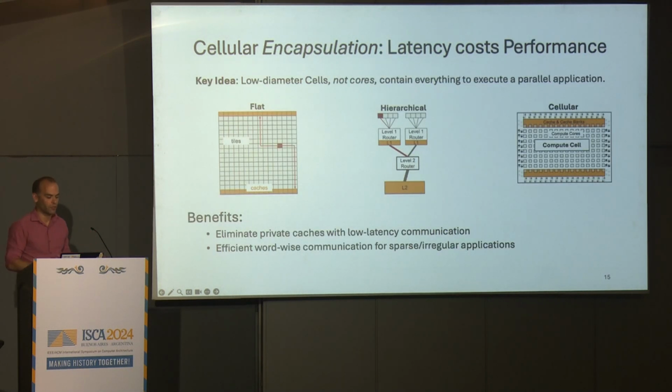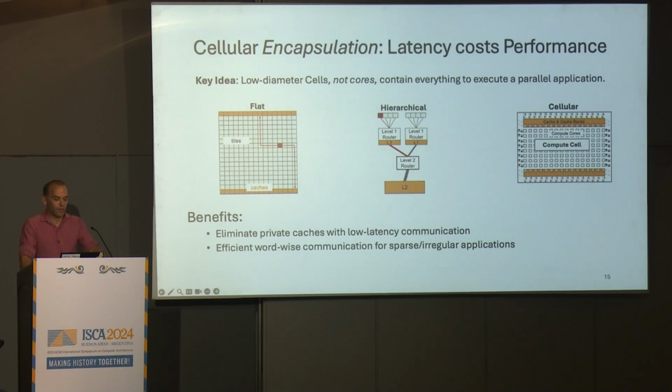Onto cellular encapsulation. Now, one of the key ideas behind the cellular architecture is we should create low diameter cells, not cores, that contain everything to execute a parallel application. This is in contrast to flat Manycores, which have historically included many features inside of each core to run applications such as Linux. Or hierarchical Manycores, which contain neighborhoods of cores, but then have to talk to an L1 or L2 cache in order to perform an application. And these L2 caches are not included in the neighborhood themselves. In contrast, in our cellular architecture, the caches provide everything that is needed to execute the application. And the cores simply perform the operations.